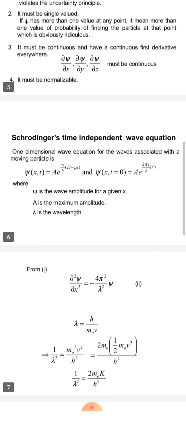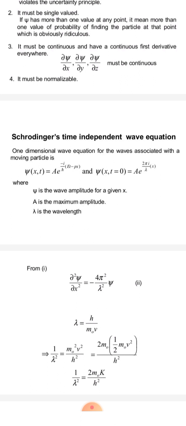Schrodinger's time independent wave equation. The one dimensional wave equation for the waves associated with a moving particle is psi of x comma t equals a e power minus i divided by h cross (Et minus px), and psi of x comma t equal to 0 is a e power 2 pi i divided by lambda x, where psi is the wave amplitude for a given x, a is the maximum amplitude, and lambda is the wavelength. Equation 1.